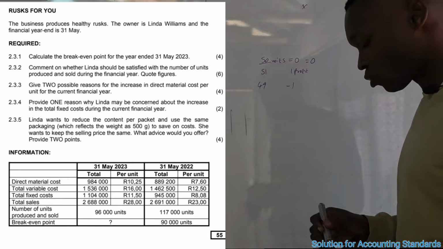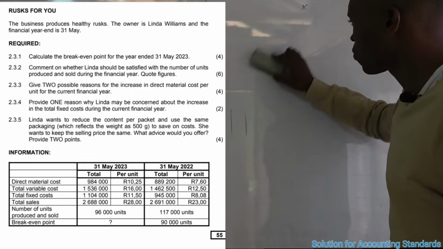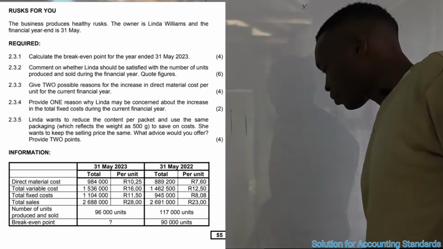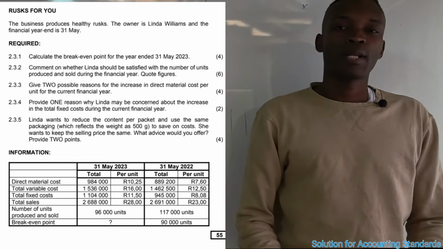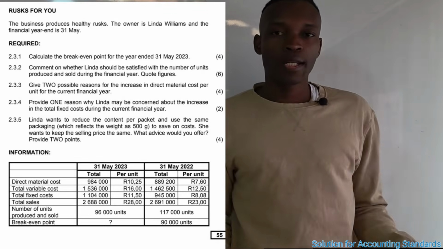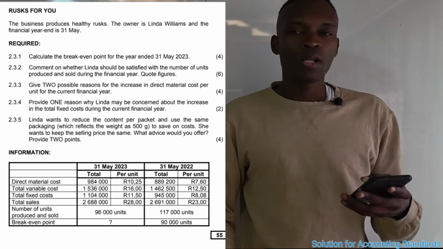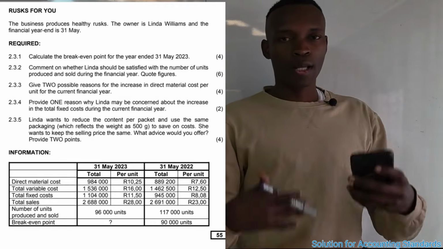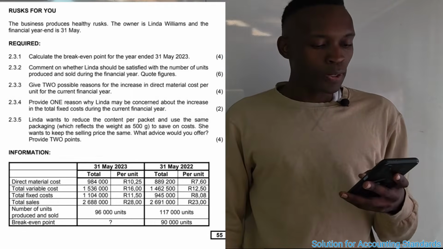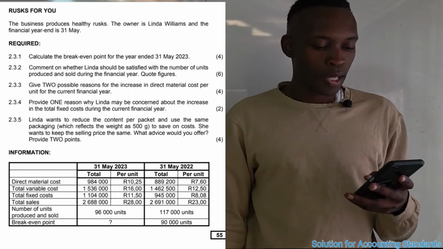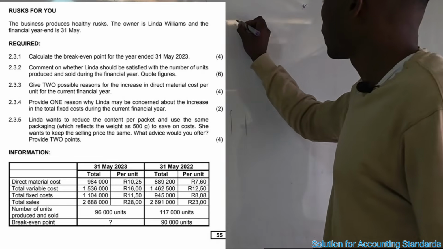break-even point, because it's very simple, and I don't know why most of the students are getting it wrong. But after this video, I believe that you're going to get it right when it comes to calculation and interpretation. Because they are going to give you only one calculation, and after that they're going to ask you questions about what you have calculated. Okay, calculate the break-even point for the year end 31 March 2023.